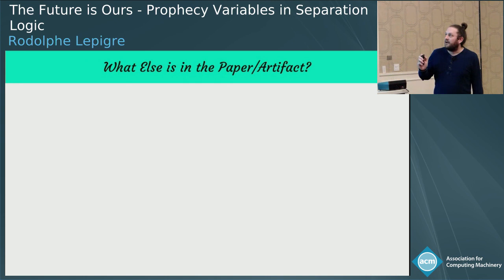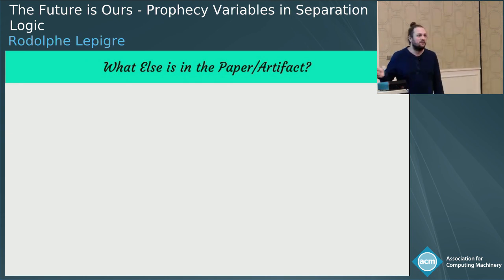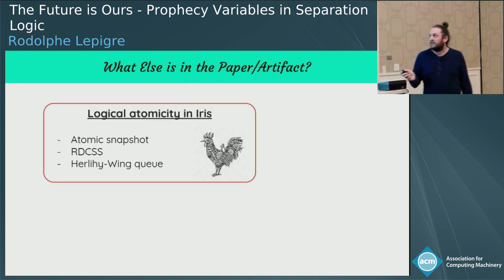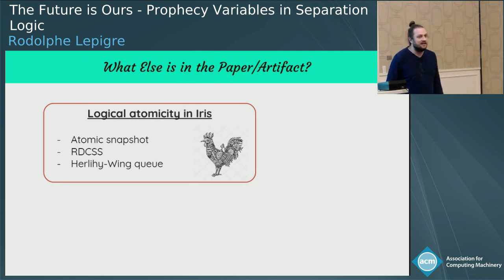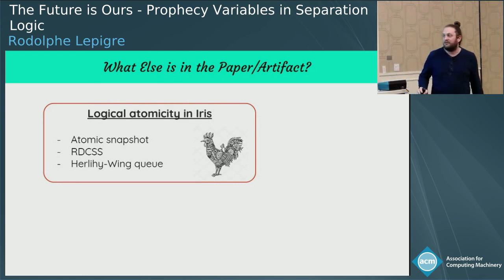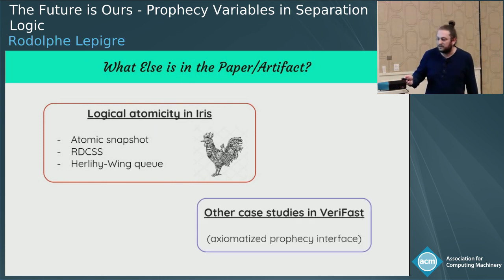Okay. So to conclude, I'm just going to flash a couple of things that I didn't have time to talk about. So the main one is logical atomicity in the style of Iris. So logical atomicity is kind of similar to linearizability, but it's more well fitted for Hoare logic. And we actually proved logical atomicity for a number of data structures. And yeah, I think I'm going to stop there because I'm out of time.